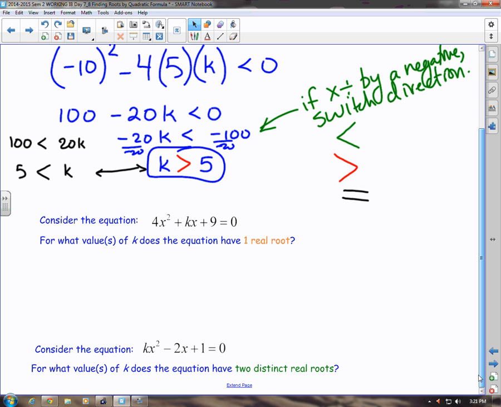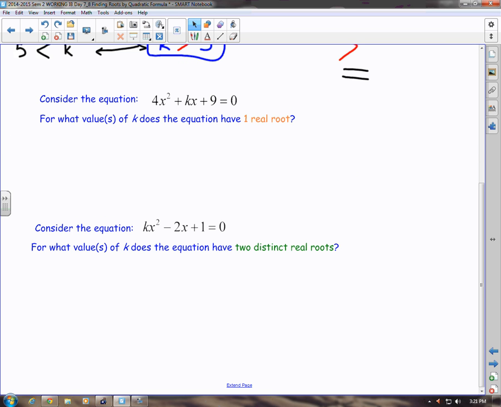Okay, so I'll go back. I'll leave these 2 up in case you need to write them down. Make sure you've got the k in the right place. And then make sure you're addressing what the scenario is. How many roots are we looking for? Okay, and then we'll pick it up from there tomorrow.